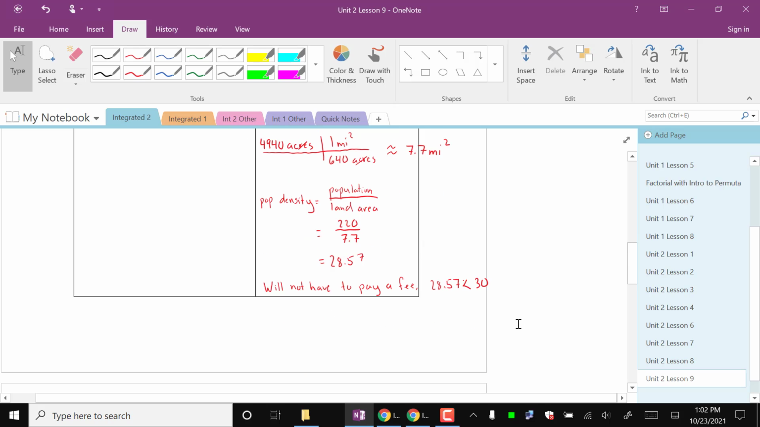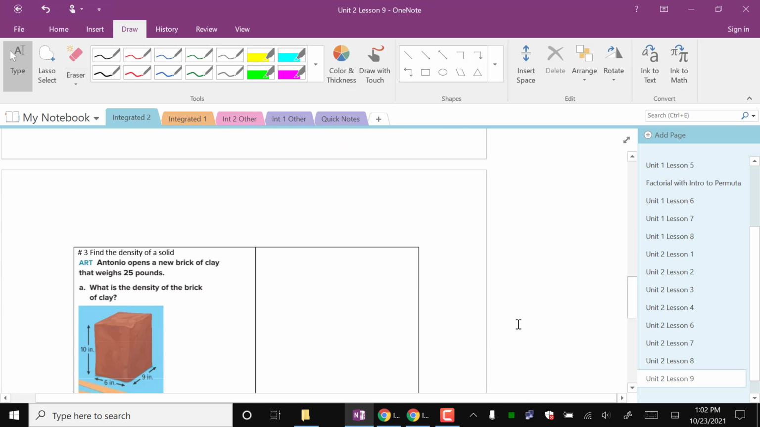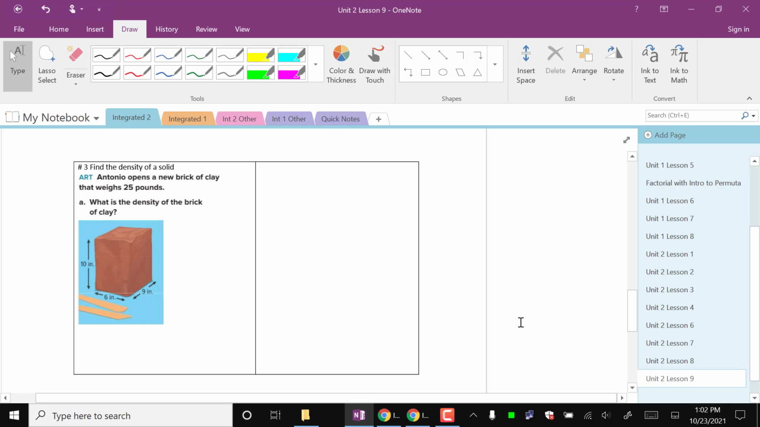Next up, we want to look at a density of a volume. So a density of a volume, similar idea, density equals the mass or weight divided by the volume. So we open a new block of clay that weighs 25 pounds. What is the density of the block of clay?